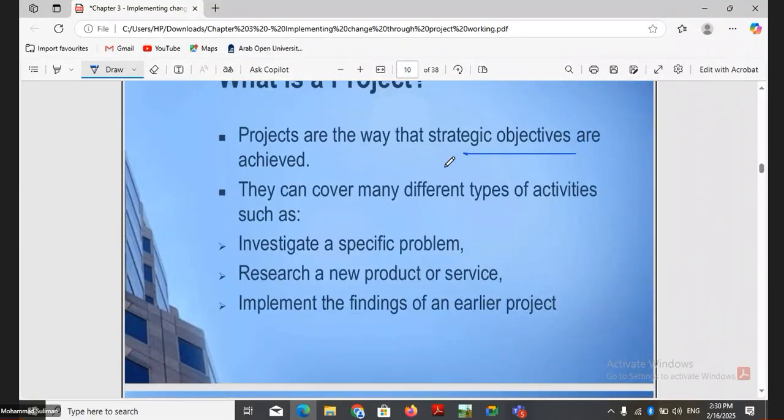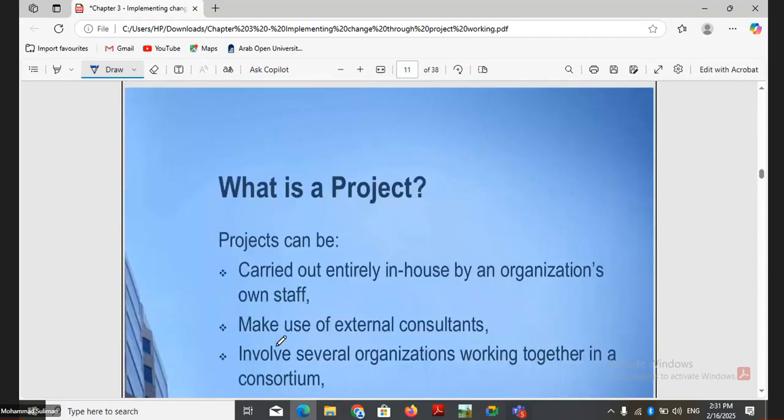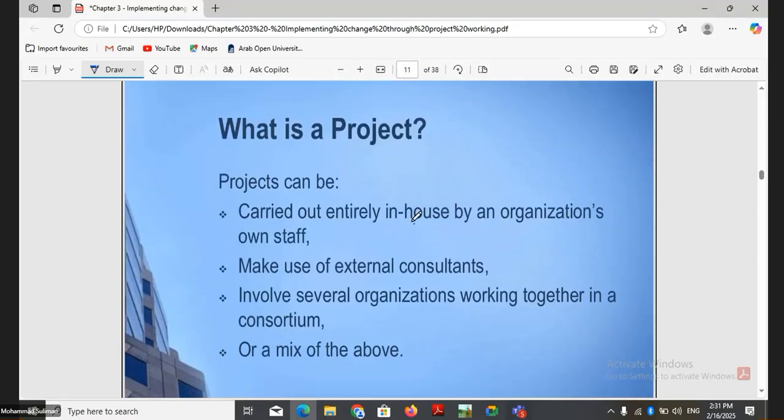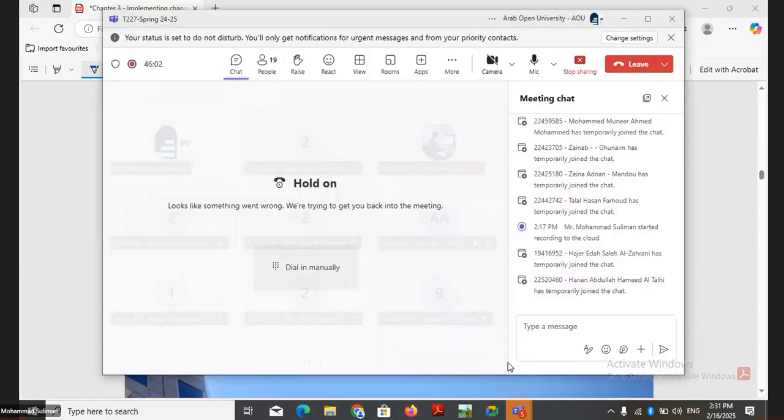Now, projects are the way the strategic objectives are achieved. Through the project, all the objectives are achieved to develop some application or product. They can cover many different types of activities, such as investigating a specific problem, researching a new product or service, implementing, and so on. So the activity depends on what type of project you are doing. A project can be carried out entirely in-house by the organization's own staff. That is an external project using external organizations for the development.